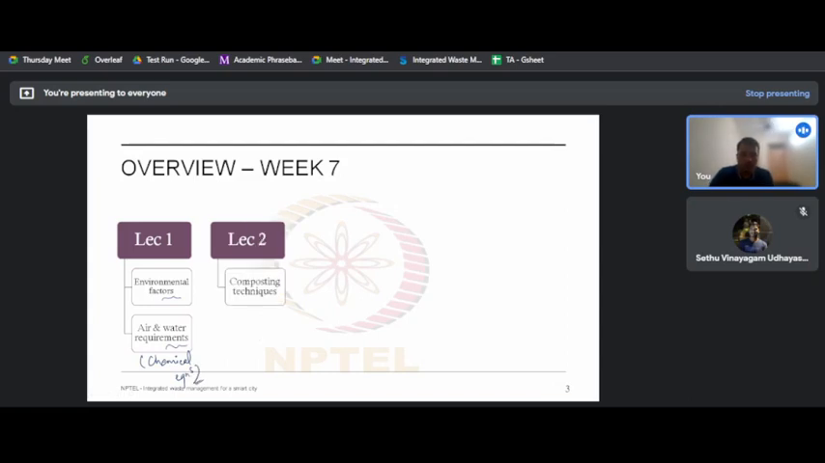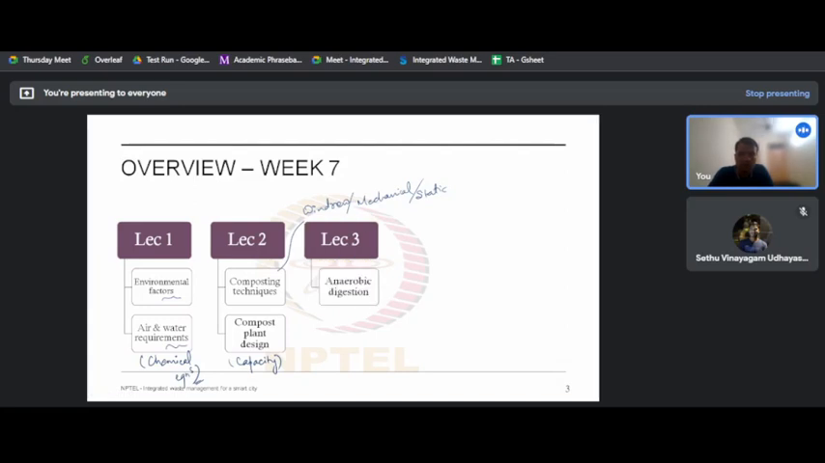Then we had lecture 2, that was about the composting techniques that are employed. So what are the techniques? We have windrow, we have mechanical, then also we have the static air piling system. Then we have the compost plant design. So what are the factors we need to consider? What should be the capacity? How much air we need to supply for degradation of the waste.